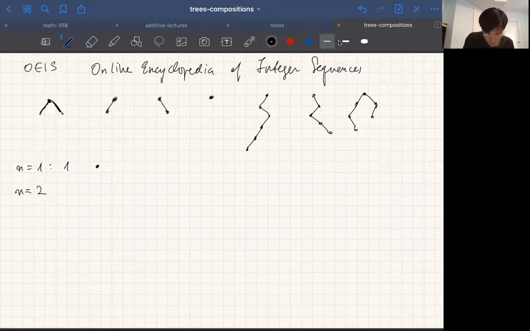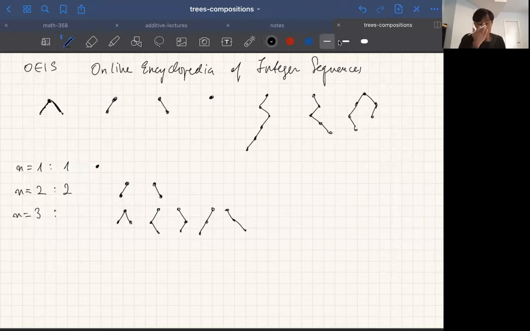Now when n equals 2, how many are there? We have the one on the left and the one on the right. Those are all the trees with n equals 2, so there are 2 of them. Okay, n equals 3. Let's draw all the trees with n equals 3. There's this one, this one, this one, and this one, and this one. I think there are only 5. And in fact, all of them are fine. So we have 5 here. Okay, n equals 4.